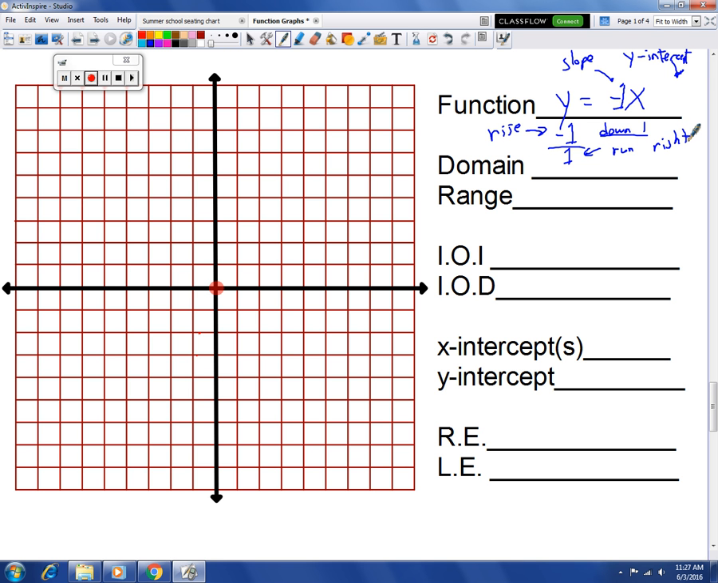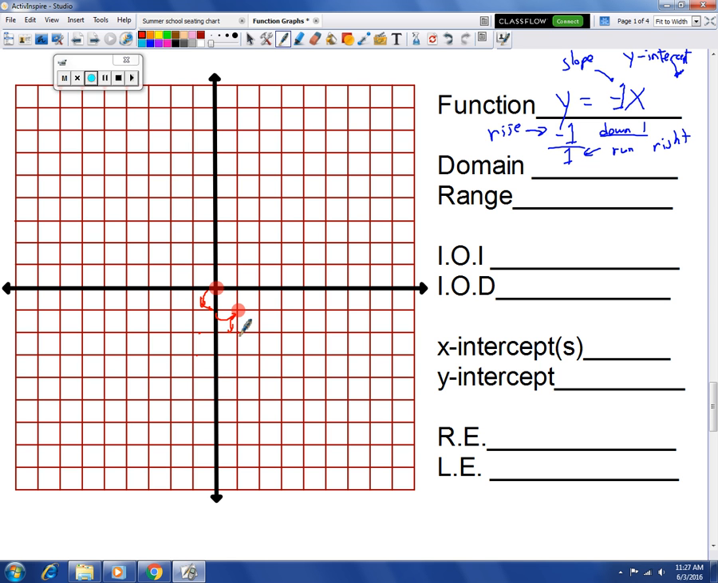Positive run means they go to the right. Negative run goes to the left. Alright, so from our first dot, we're going to go down 1 and then right 1. Going down 1 there, right 1 there. Okay? Again, just follow, keep going.